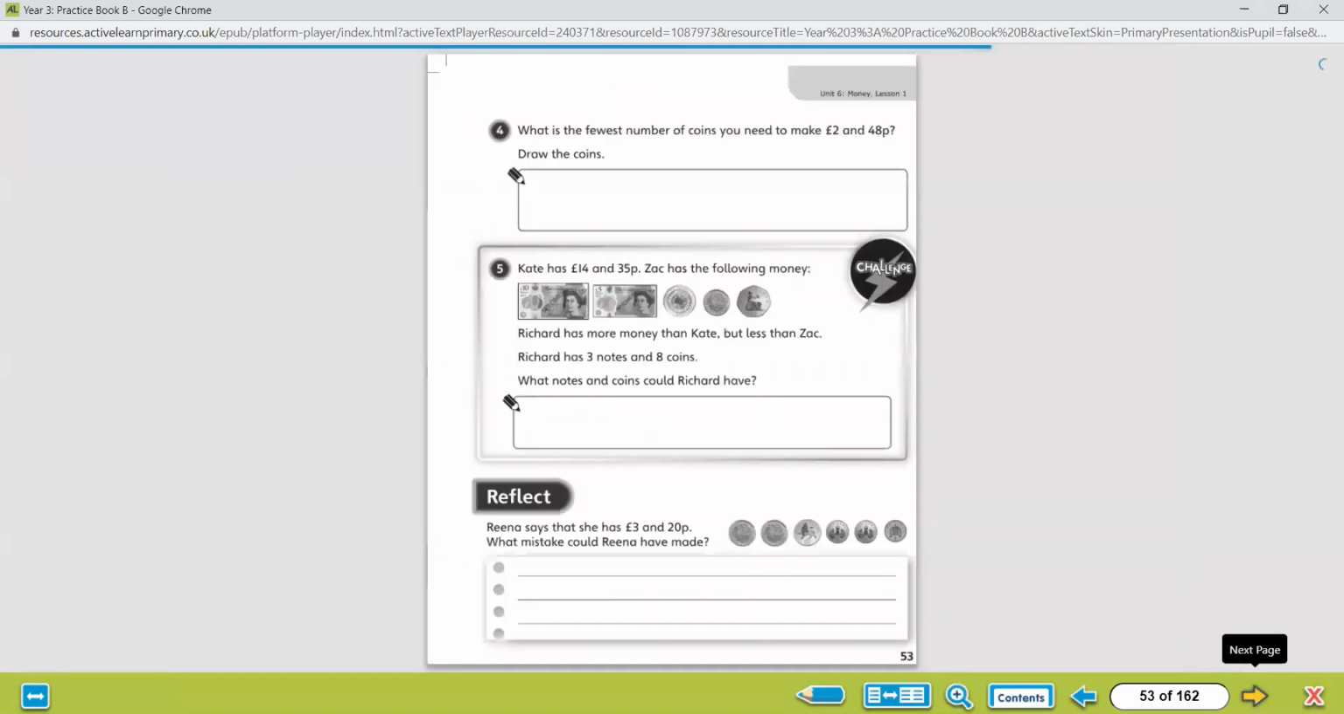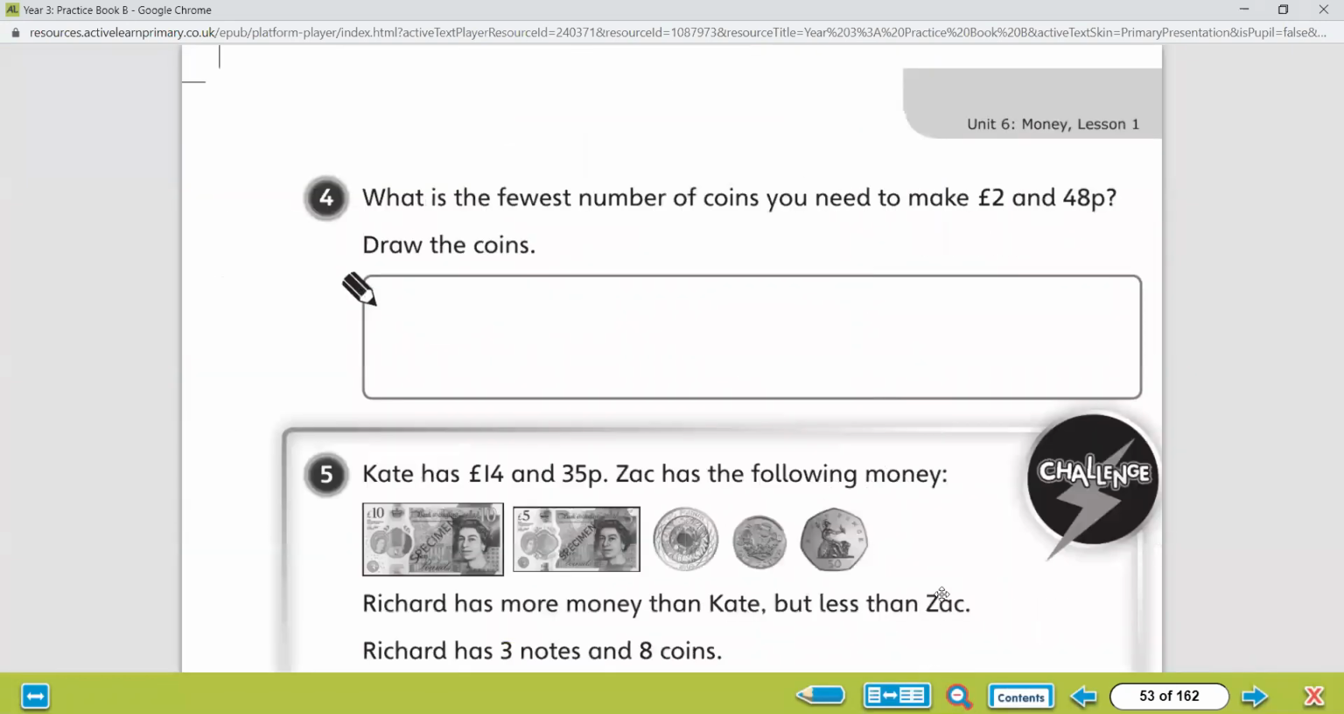Okay, and then the last question I want you to have a go at. Question 4 says, what is the fewest number of coins you need to make £2.48? Draw the coins. So I'd like you to have a go at making £2.48, please, using the least coins you can. So just to recap, you're going to have a go at questions 1b and 1c, 2a, 3b and question 4. I look forward to seeing your work.